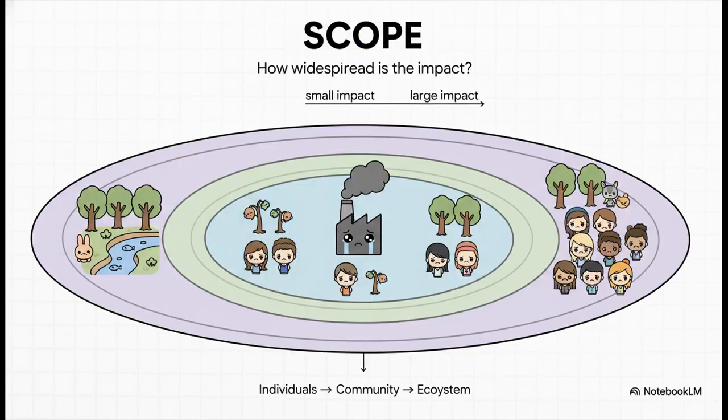Next, we've got scope. This is all about how widespread the impact is. How far do the ripples travel? Are we talking about affecting a handful of people or an entire community? A small patch of land or a whole ecosystem? You get the idea. The more widespread, the more severe.